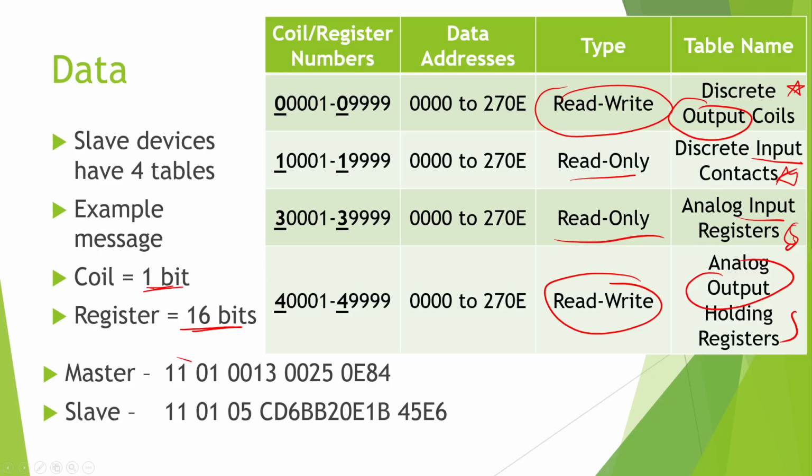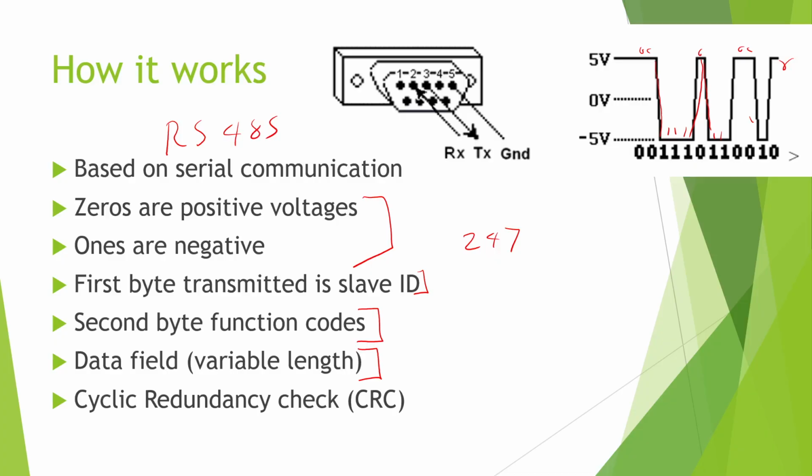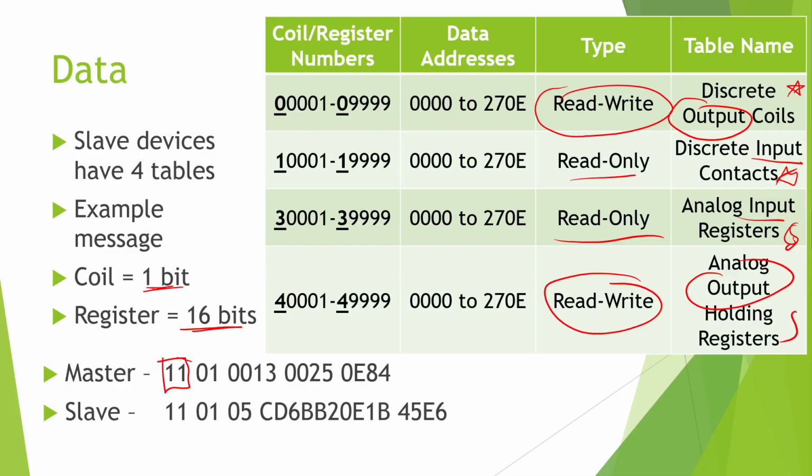What are these first 2 numbers? Slave ID. First byte. So the 11 and the 11 are the slave ID. Notice that the slave sends back its own ID. Seems a little weird, right? But that's just error checking, making sure the right device is responding to me. It's going, yes, I am ID number 11. Here is my response.